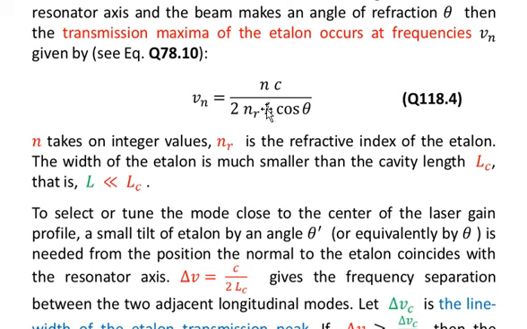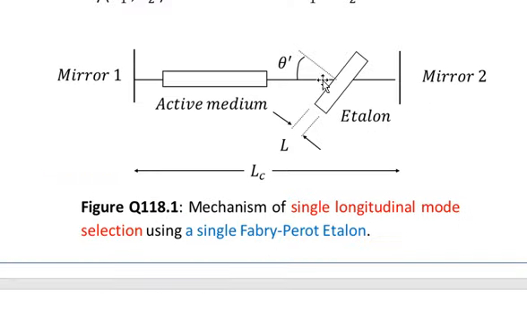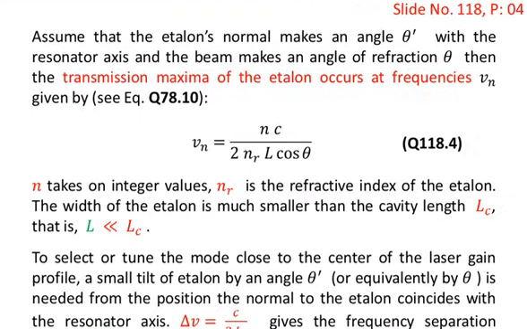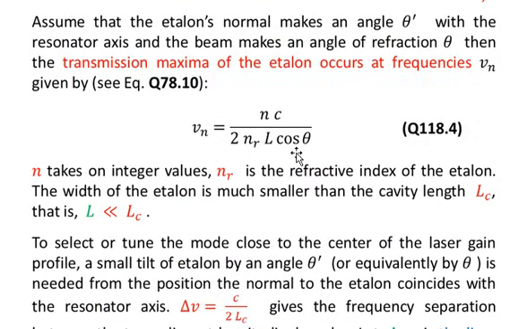So you see that nu n can also be selected if you rotate the angle theta. This angle theta is present over here. So if you rotate the angle theta, that is you rotate theta prime, in principle you also change the value of theta, which is the angle of refraction inside the Etalon. If you change the value of theta, then of course cos of theta will change, and then you can select a different frequency nu n to satisfy this equation.